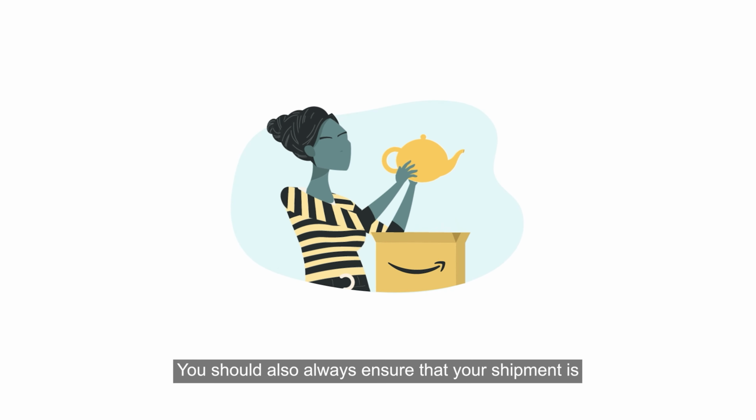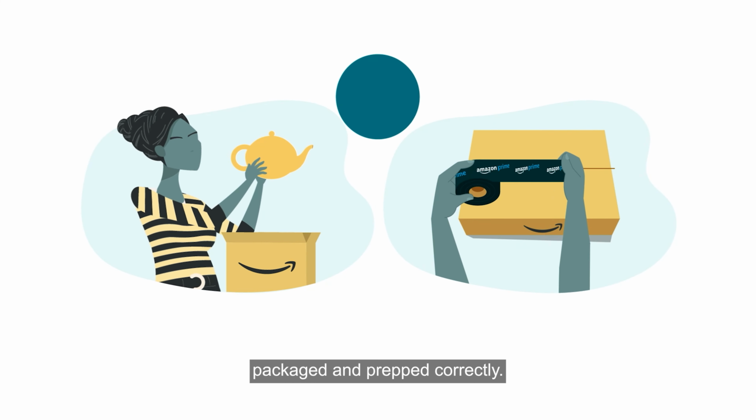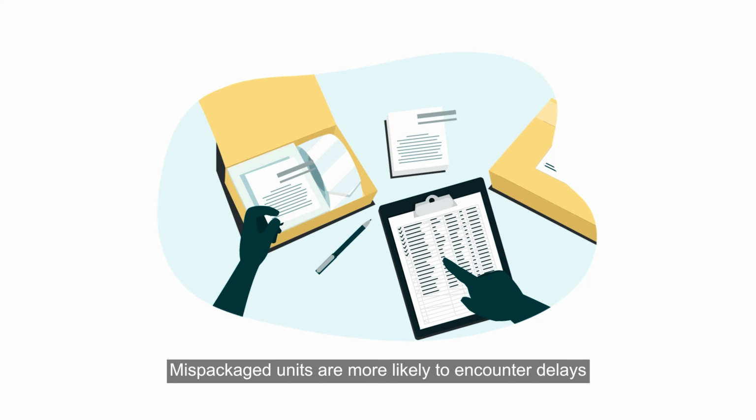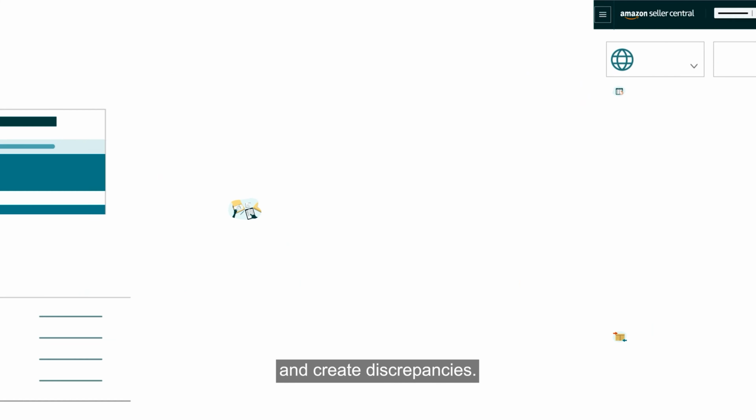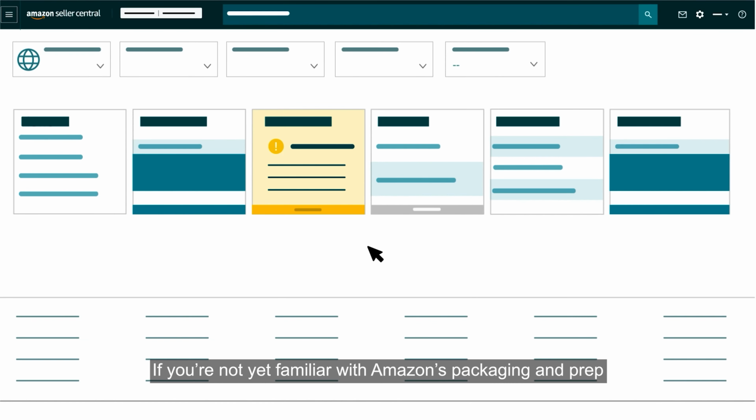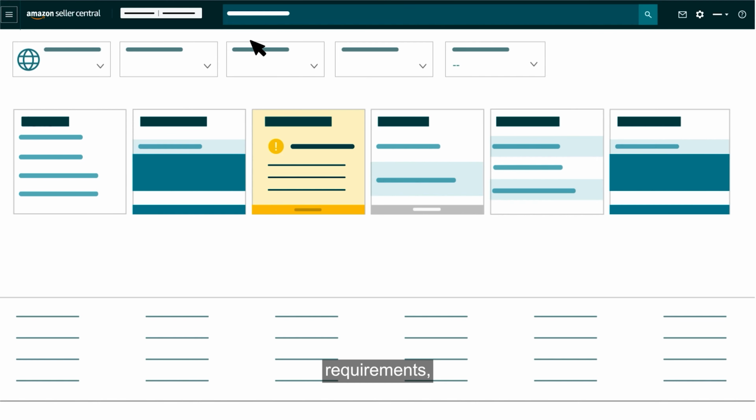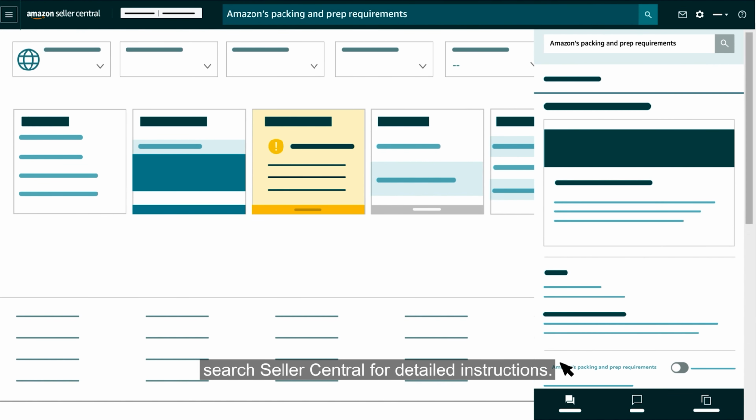You should also always ensure that your shipment is packaged and prepped correctly. Mispackaged units are more likely to encounter delays and create discrepancies. If you're not yet familiar with Amazon's packaging and prep requirements, search Seller Central for detailed instructions.